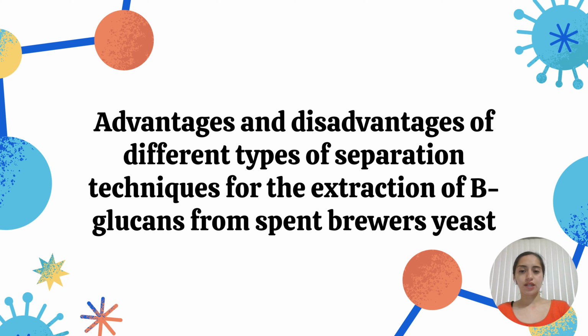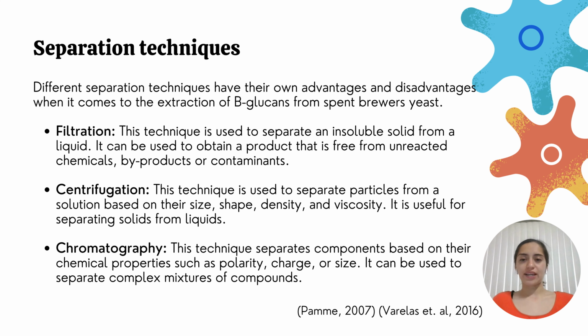My first question is about mentioning some advantages and disadvantages of different types of separation techniques for the extraction of beta-glucans from brewer's spent yeast. There are different separation techniques, but I will talk about three: filtration, centrifugation, and chromatography. Filtration is used to separate insoluble solids from liquid.